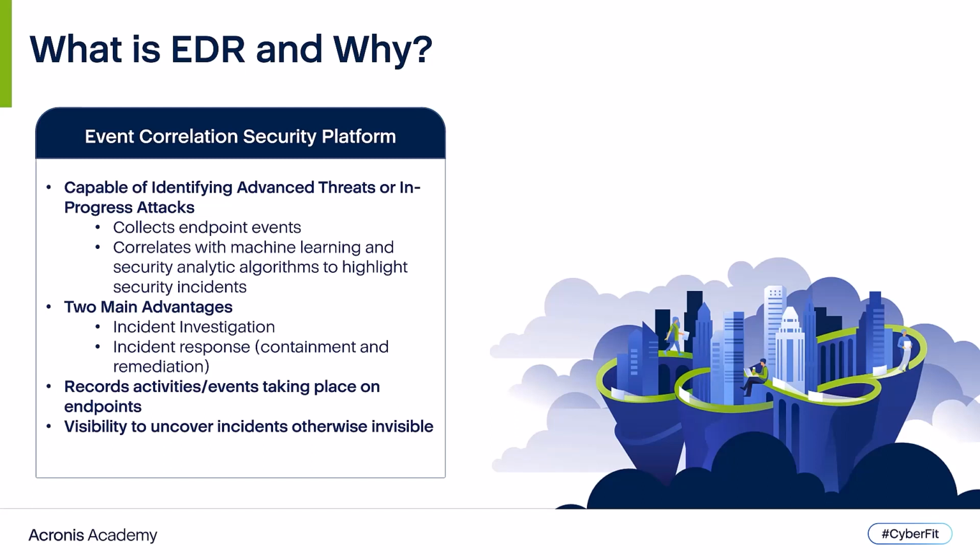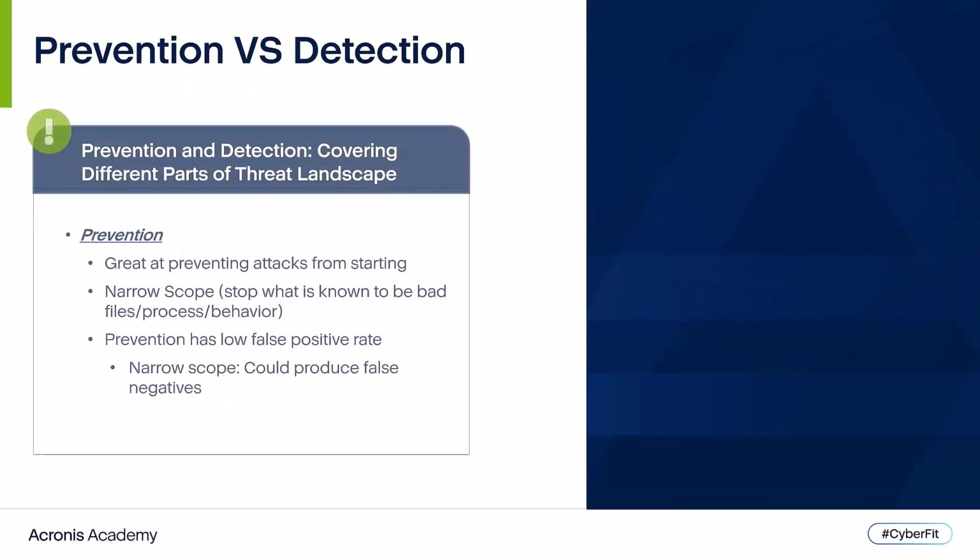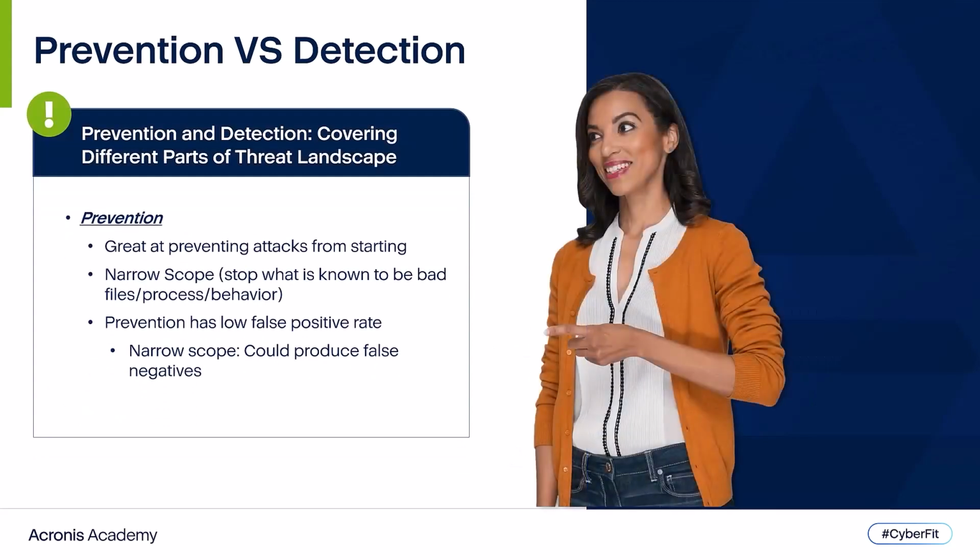So EDR is recording activities and events taking place on endpoints. It gives visibility to security teams to uncover incidents that would otherwise remain invisible and provides continuous visibility into what is happening. Prevention and detection work hand in hand and cover different parts of the threat landscape. With prevention, this is great at preventing attacks from even starting. But it has a narrow scope as it can stop only what it knows to be known bad files, process, or behavior.